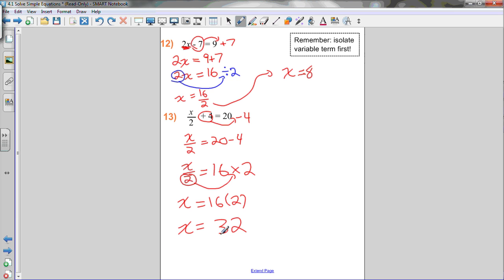And then let's check and make sure that's the correct answer to this question. Plug in 32 for x. 32 divided by 2 is 16. 16 plus 4 is 20. So 20 equals 20. So that's the correct answer.